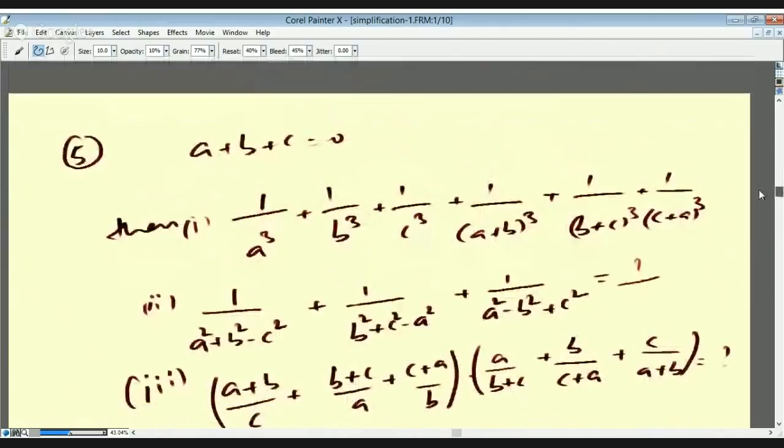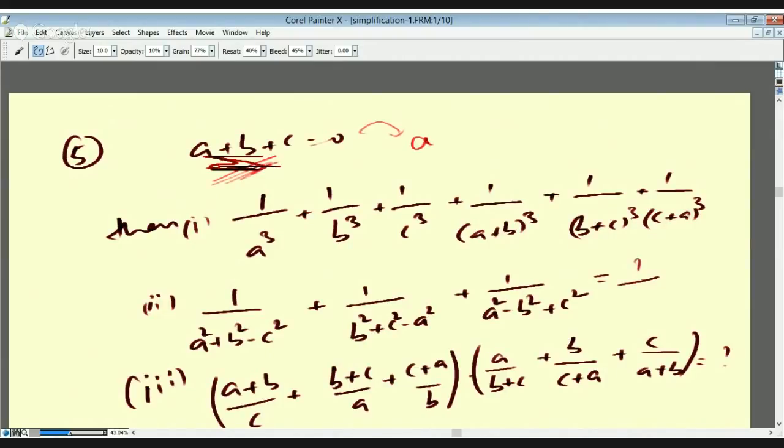Yeah, so friends, there is one more famous example, like a plus b plus c is equal to 0. This is very, very famous. A plus b plus c is equal to 0, then how to solve this? A plus b plus c is equal to 0. Again, go through the substitution, most general question this is.